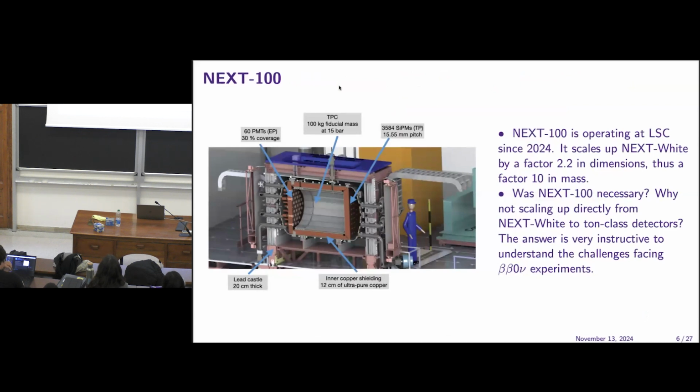I'm going to leave the lecture at that point, but before we stop, let's look one more time at the idea of NEXT-100, which is a scale-up version of NEXT-White. So you need something to shield the detector. We'll come back to the idea of shielding later again. So we have what we call the castle, the lead castle. You put lead all over the detector. You really close your detector inside a lead castle. Then you have your high pressure vessel, and then you have copper all over the place inside.